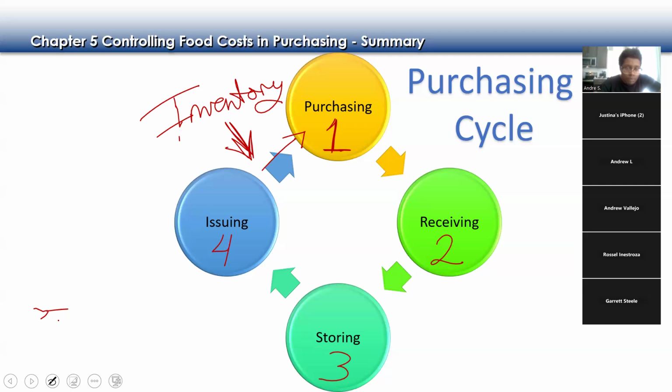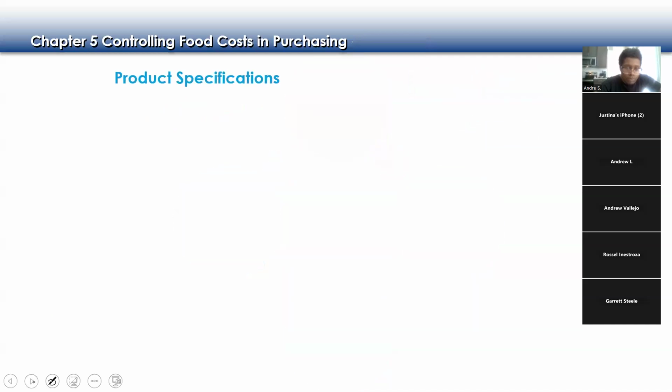So when we start purchasing items, we need to know what our product specifications are. We need to know what our product specifications are. We talked about these briefly in a previous chapter. I believe it was chapter 3.